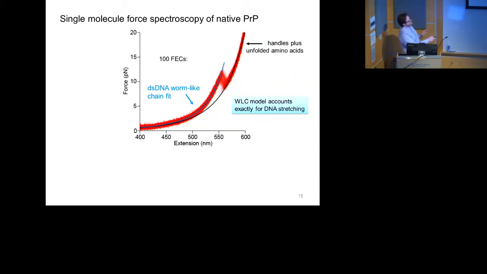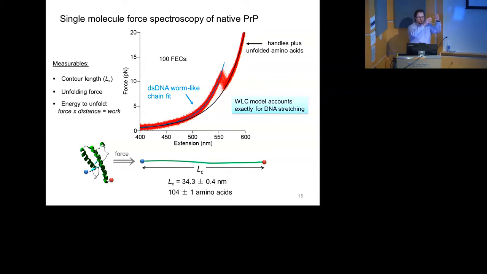So we can fit this worm-like chain model. The distance between these two curves gives us the contour length change. That's basically the length: the protein started globular and folded, and then we stretched it all the way out. That's the contour length change. This is the main measurable. We get the contour length change, which we can relate to the number of amino acids. So how many amino acids were in that thing that just unfolded?